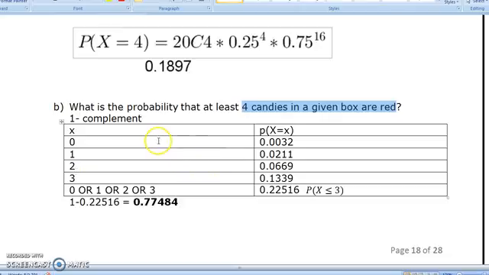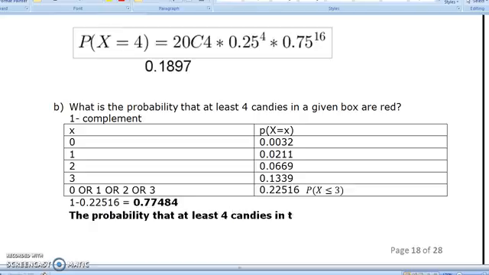So if we look at the probability of getting 0 red candies, it's very low. The probability of getting 1 is also quite low. 2 is fairly low. 3 is starting to get higher, right? So if we add all these things up, we arrive at 22.5%. And if we subtract that away from 1, we arrive at 77.5%, which is going to be our answer to the problem, right? The probability that at least 4 candies in a given box are red is 77.5%.